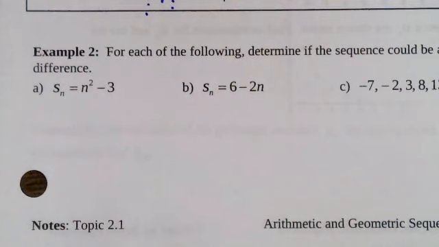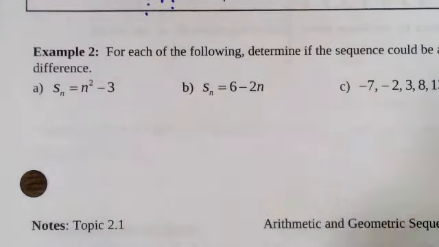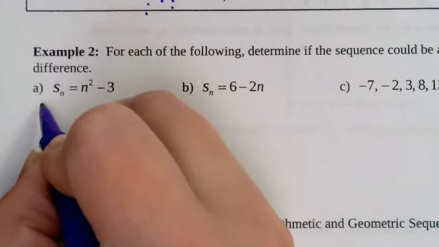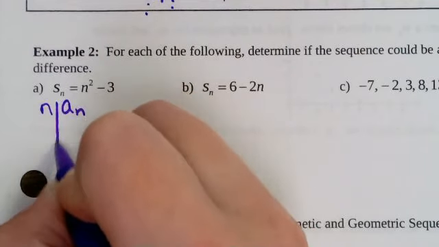Here for part A, they've given me a sequence. They said S sub n equals n squared minus 3. Now, some of you guys may be able to look at this and say, well, that's not linear, so it can't be arithmetic. And you would be right. However, we want to make sure that we have the correct argument for, and make sure that we're using the mathy terms for this. So I'm going to say, let's do the same kind of thing we did in the last problem. It also helps if we stay consistent, right?